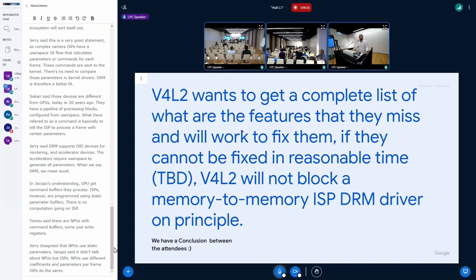When it comes to formats in V4L2 and you're supporting ISPs, the information on what the format is used for on those buffers is needed by the different processing blocks acting on them. So that is provided by the V4L2 API, and I think it's a good thing that it's standardized.